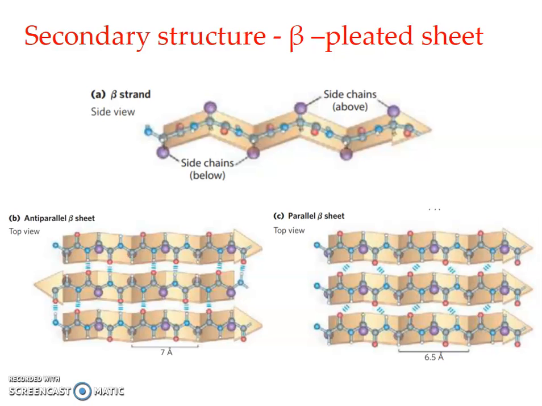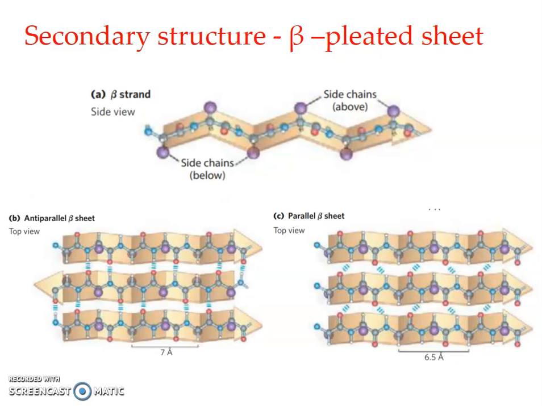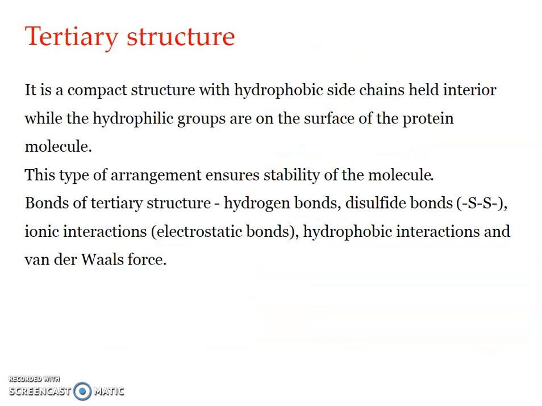Okay, so this is about the secondary structure, and we saw that there are two kinds, alpha helix and beta sheet. There are many other kinds of secondary structures, but the most frequently found and the most stabilized ones are these two, the alpha and the beta. Now the next one is the tertiary structure. This is a three-dimensional arrangement of protein structure. Here you can see it is a compact structure with hydrophobic side chains held in the interior, while hydrophilic groups are on the surface of the protein.